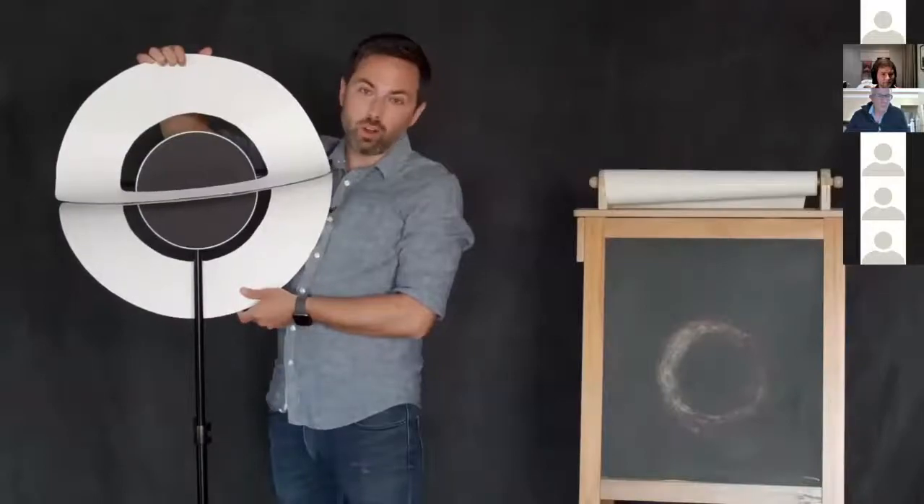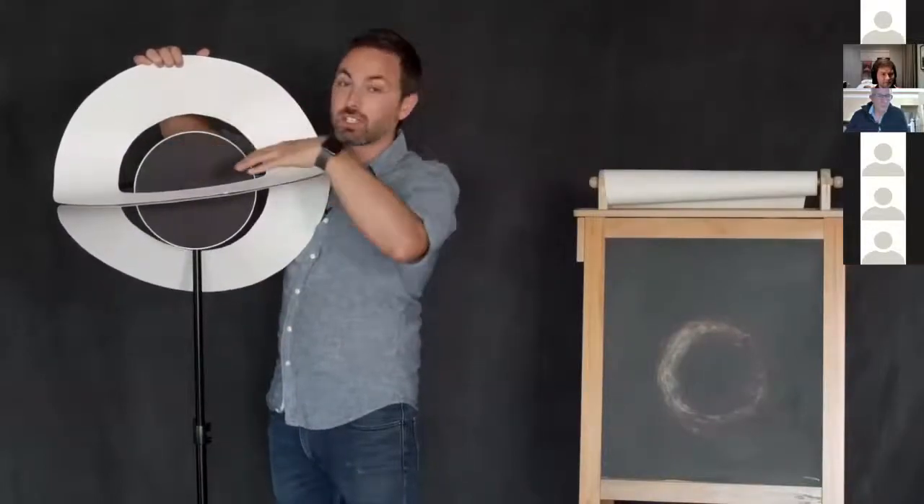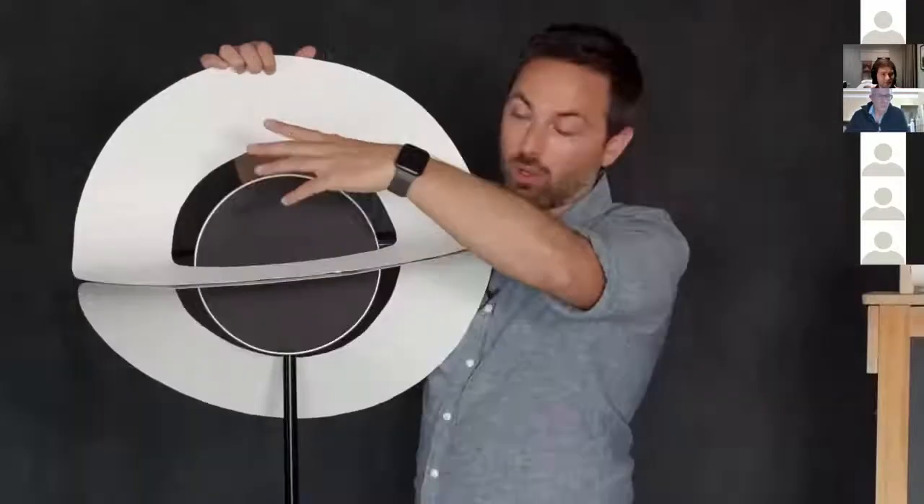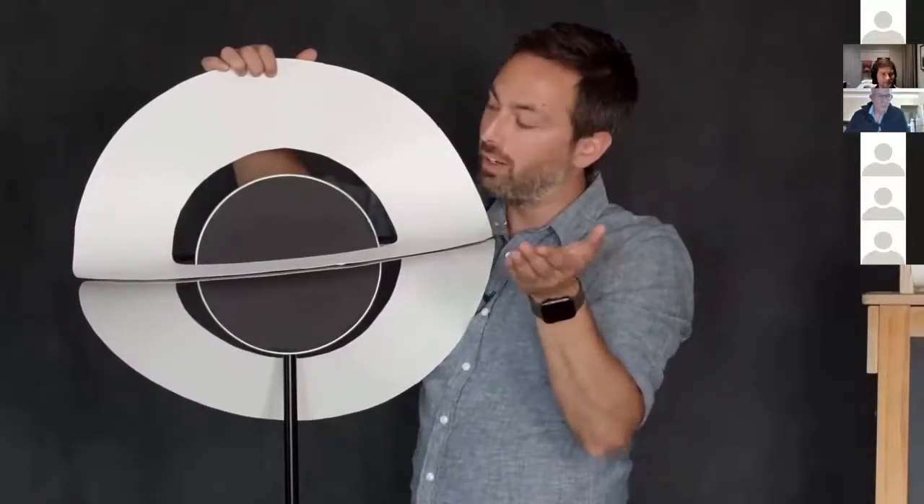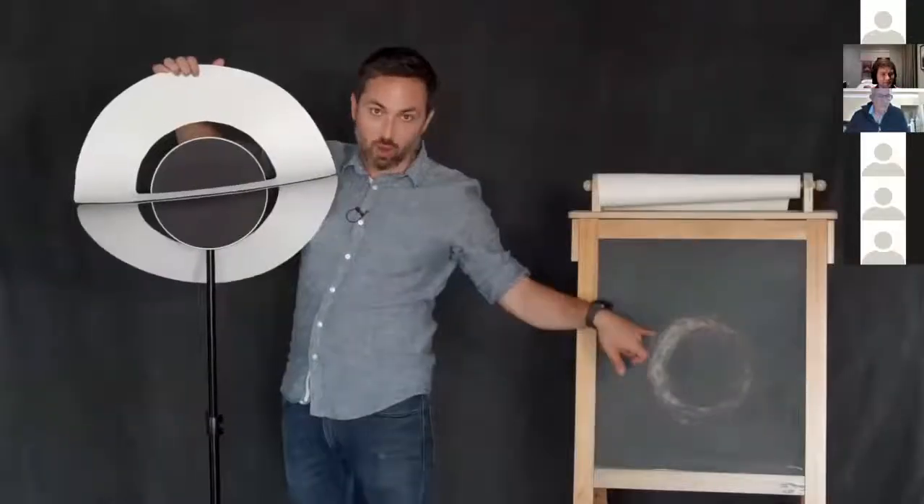One other really important effect to consider is that the matter in this accretion disk is going very fast, close to the speed of light. And so if it's coming towards us, it's going to look much brighter than if it's going away. That's called relativistic beaming or Doppler beaming. And so one side of the accretion disk is going to look much brighter than the other, and that's why we're going to see a bright spot in our image.